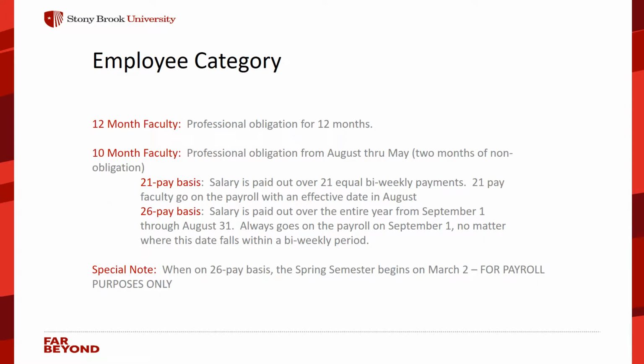12-month faculty have a professional obligation for the entire year. 10-month faculty have an obligation from August through May, with 2 months of non-obligation in June and July.